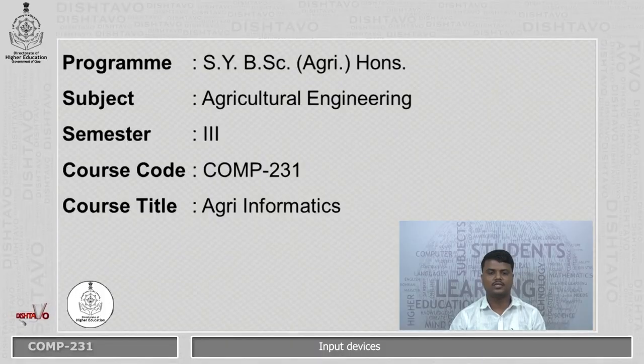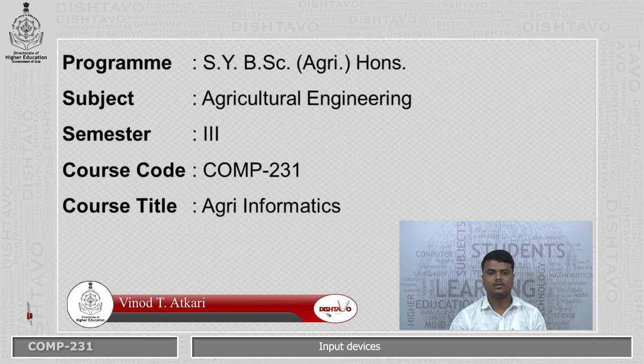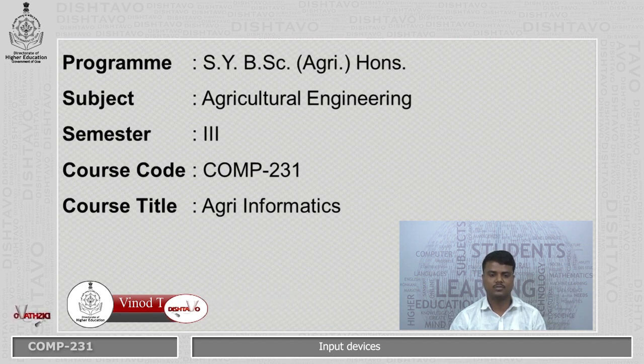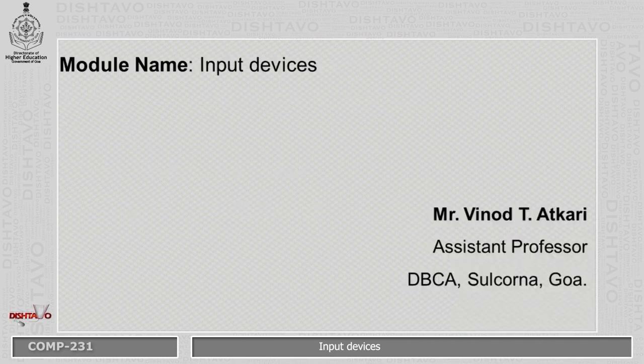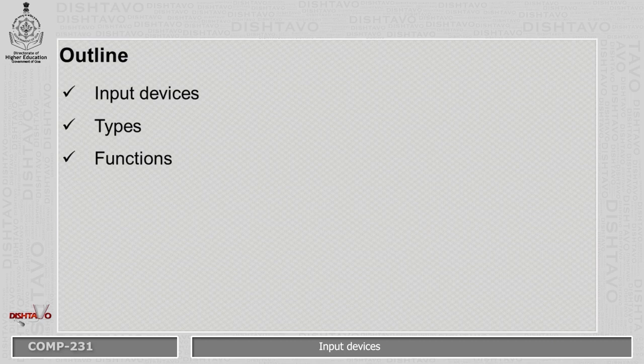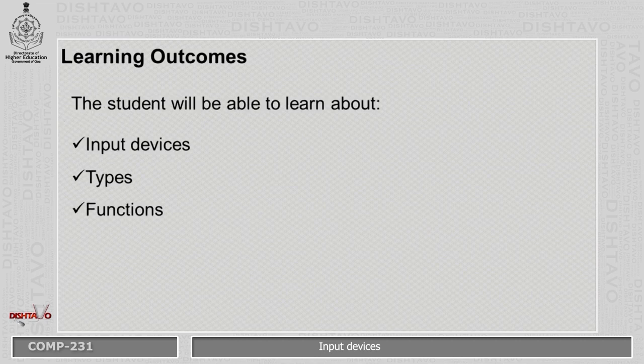Welcome students. Now we'll discuss module 5 for the second year BSc Agriculture Honours, subject Agricultural Engineering, third semester. The course code is COMP 231 and the title of the course is Agri Informatics. The name of the module is Input Devices. I am Mr. Vinod Adkari, Assistant Professor, Don Bosco College of Agriculture, Sulkurna, Goa. The outline of this module is input devices, their types and the functions. At the end of this module, students will be able to learn about different input devices, their types and their use.